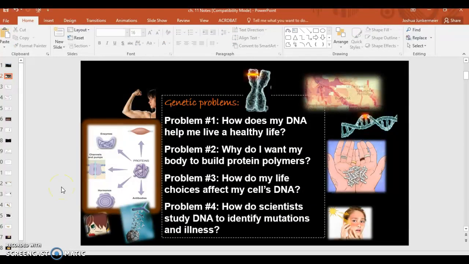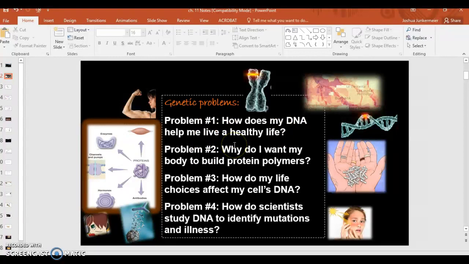Here's our slide 2. Slide 2 has 4 total problems that we need to write in our notebook. So please do that now. Go ahead and pause the video. Make sure you get problems 1 through 4 in your notebook. These problems are what brings purpose to what we do in class. So it's the reason why we're learning this at all, because we want to understand what? We want to understand how DNA can help me live a healthy life.